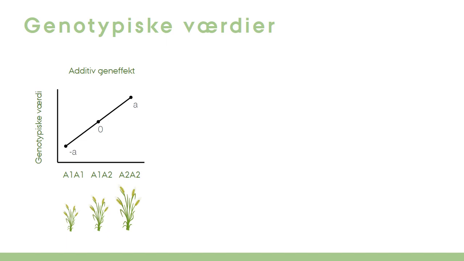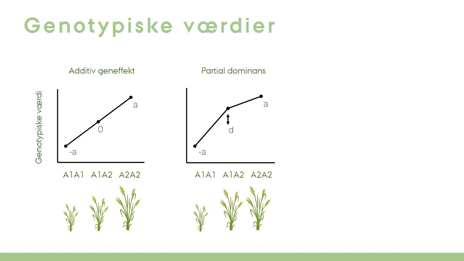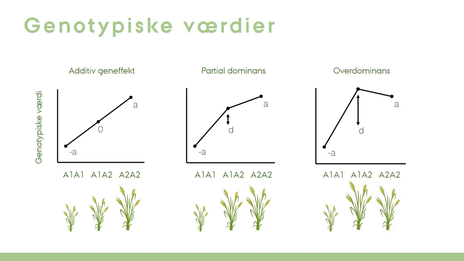Okay, so let's take a look at a graph of what it looks like. On the y-axis we have the genotypic value, and on the x-axis we have the genotypes. And here you can nicely see the additive effect, it's a straight line. The moment there's a dominance effect, we see that the genotypic value of the heterozygotes is higher than expected if it was just additive. When we have overdominance, you can nicely see that the genotypic value of the heterozygotes is higher than any of the homozygotes.